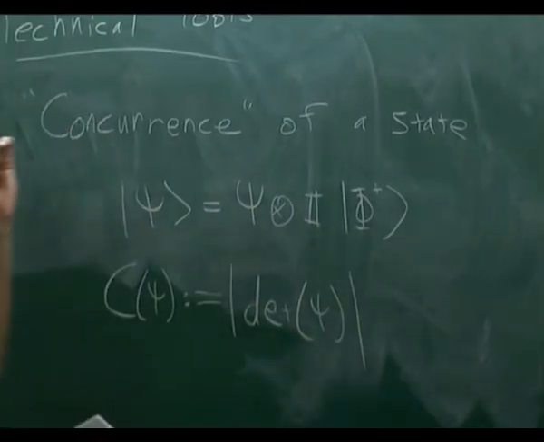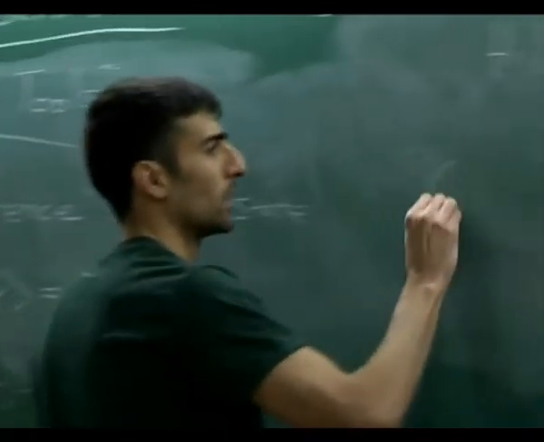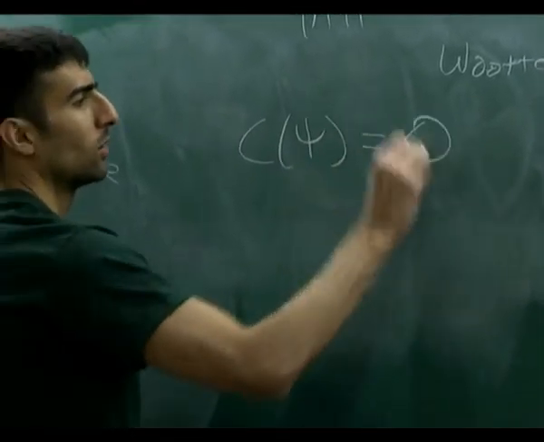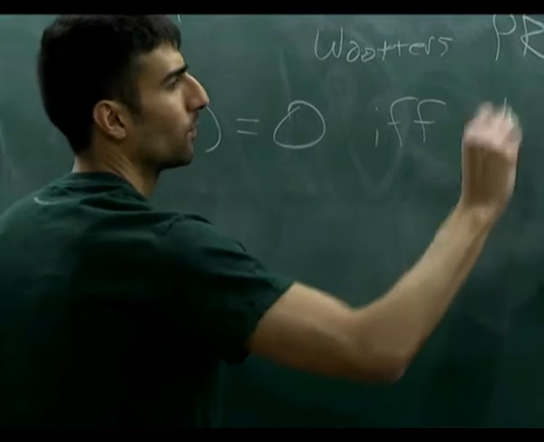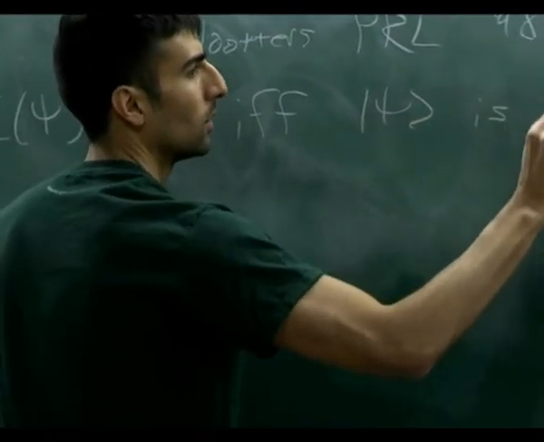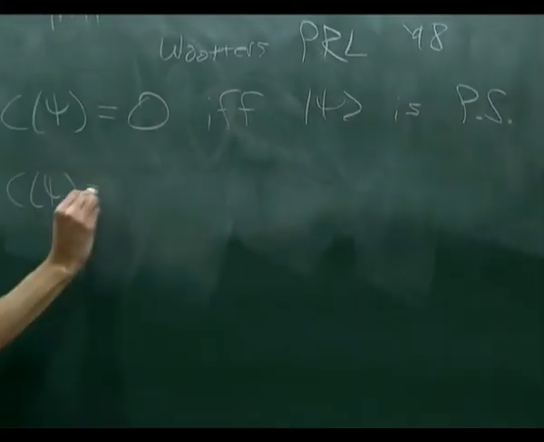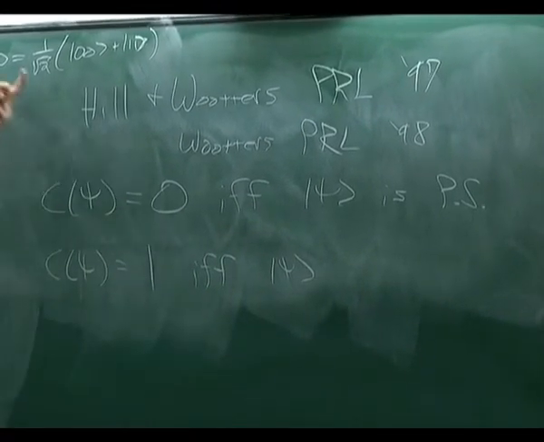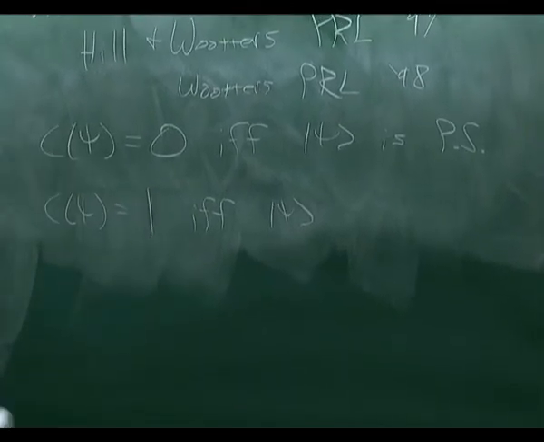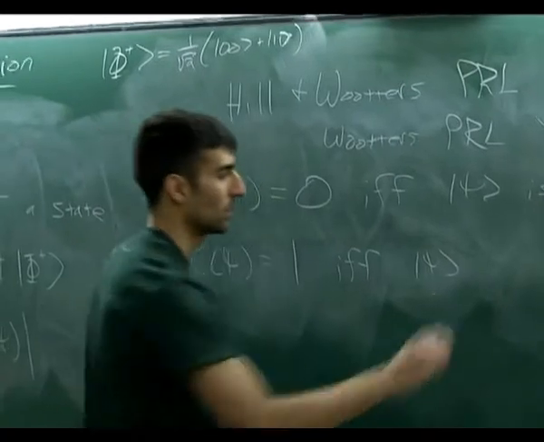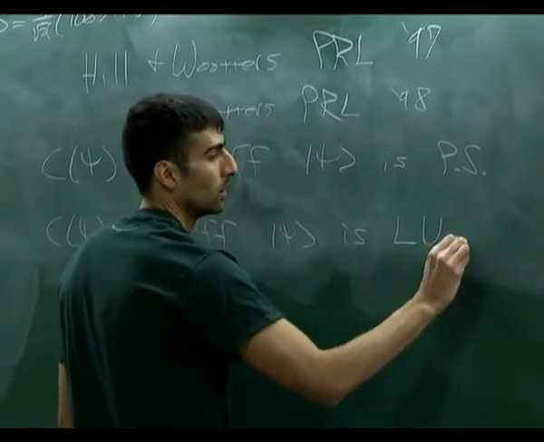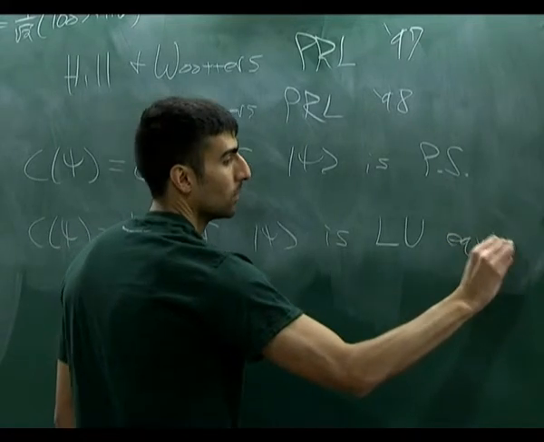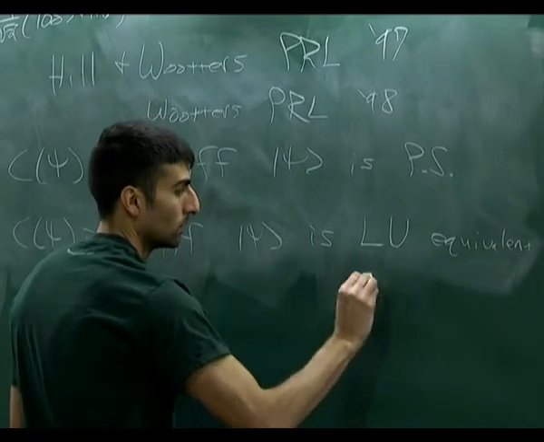All right. So the concurrence has the property that C of psi is 0 if and only if psi is a product state, and C of psi is 1 if and only if psi is maximally entangled. So it's LU equivalent to phi plus.